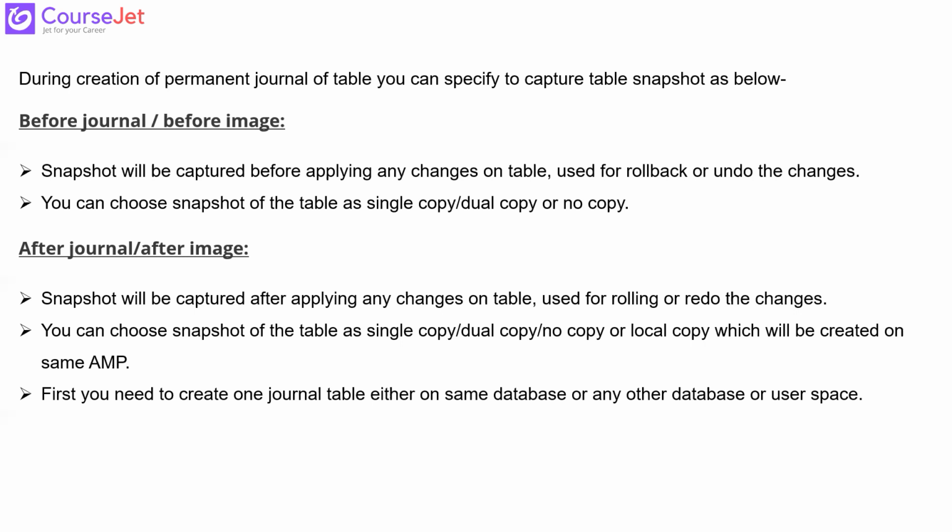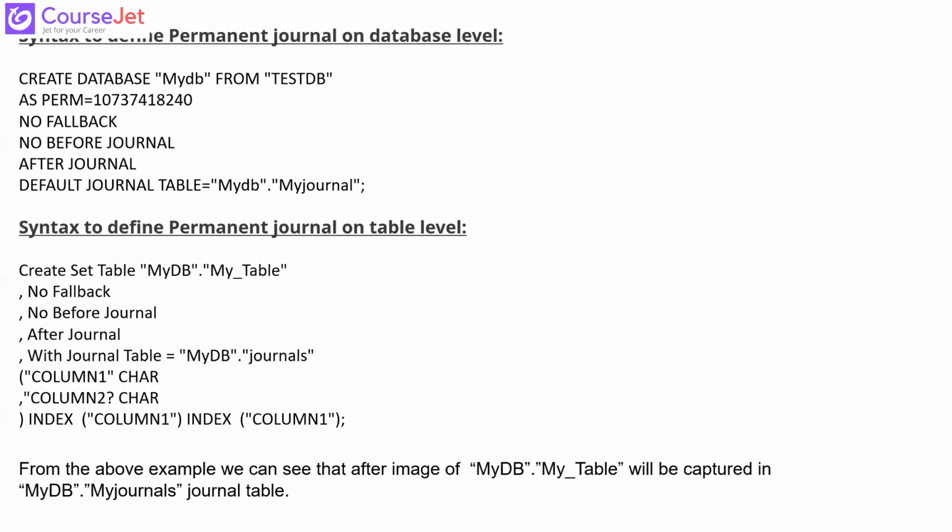So first you need to create one journal table either on the same database or any other database or user space. So this is the syntax for creating the journal. If you see here, we are making the permanent journal at the database level. So create database MyDB with permanent space. We are creating a database basically.